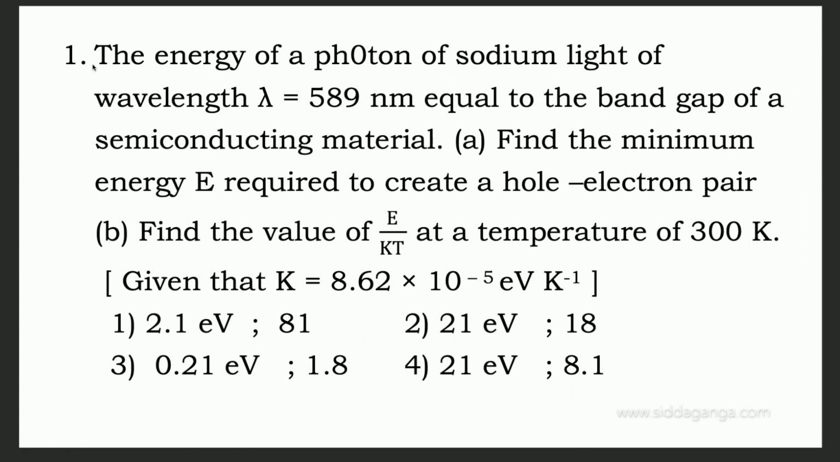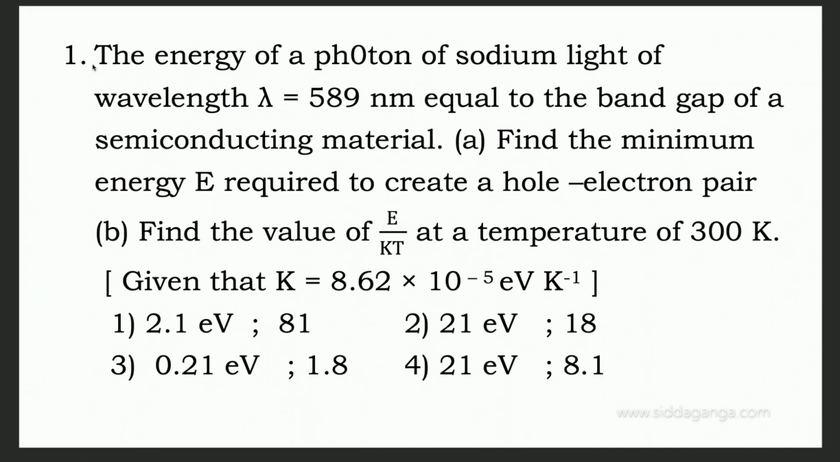See the first question. The energy of a photon of sodium light of wavelength 589 nanometer is equal to the band gap of a semiconducting material. Find the minimum energy E required to create an electron hole pair. The first part is to find the value of E, and the second part is to find the value of E by kT at a temperature of 300 Kelvin.